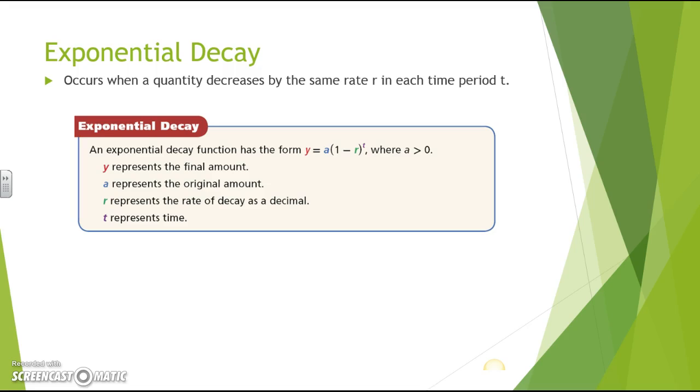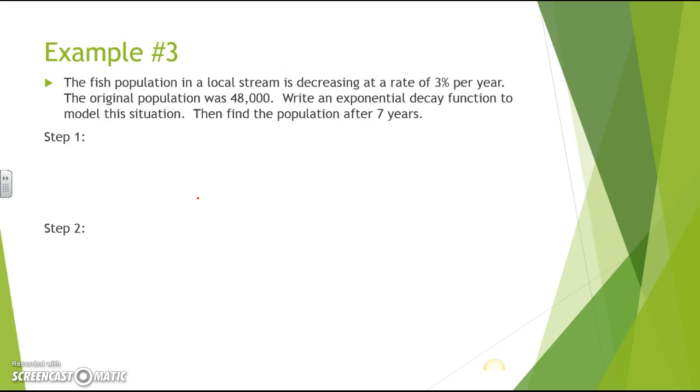You'll also see what's called exponential decay, and this occurs when a quantity decreases at the same rate r in a given amount of time t. So here's the formula, y equals a parenthesis 1 minus r raised to the t power. So notice this is 1 minus instead of 1 plus. Y again represents your final amount, a is your original amount, r is the rate of decay as a decimal, and t again is your time. Let's look at an example working with exponential decay.